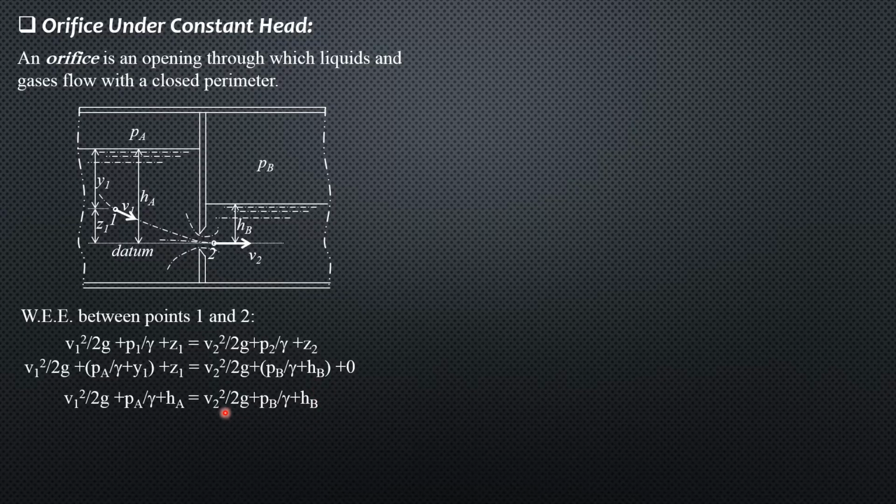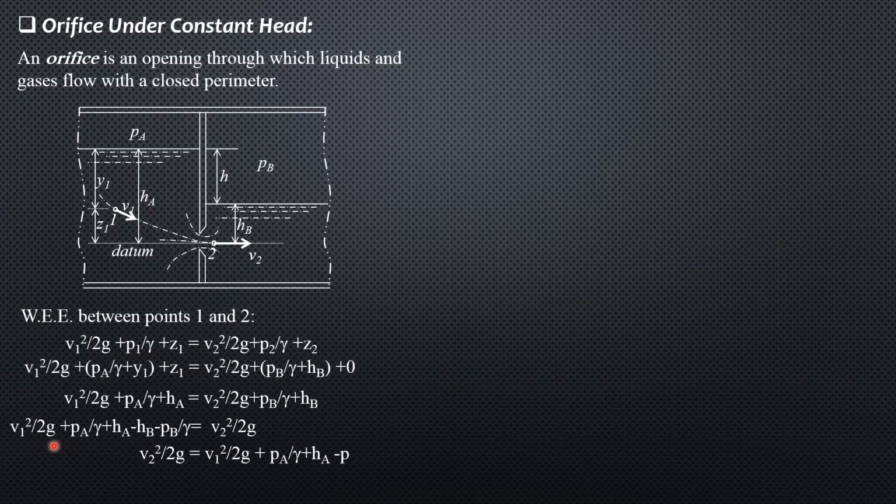Rearranging so that on the right side, what remains is the velocity head at point 2. And we will denote the difference between H_A and H_B as small h, the vertical distance of the liquid surfaces. So velocity head at 1 plus pressure head at A plus H_A minus H_B minus pressure head at B equals velocity head at point 2. So velocity head at point 2 consists of velocity head at 1, pressure head at A, elevation head at A, then minus pressure head at B minus H_B.